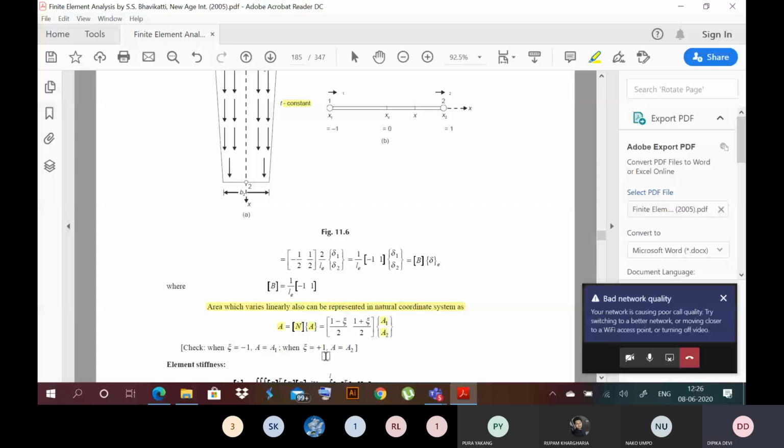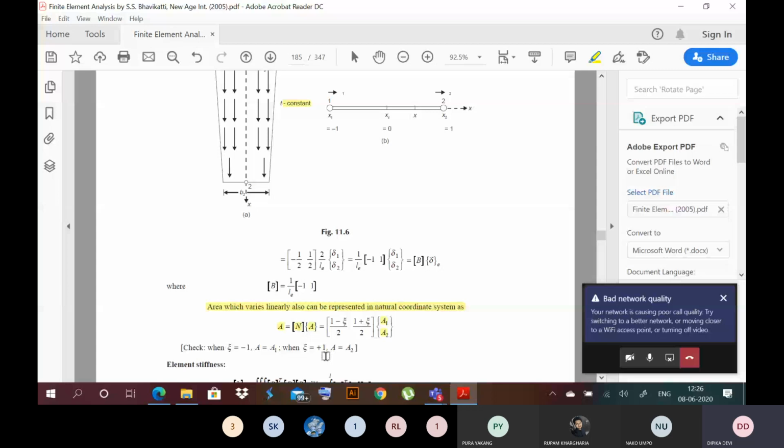If it is not linear, then you cannot use this. Then you have to assume some approximation to handle the variation of the area. Here it is given that area varies linearly. We know displacement also varies linearly for a two-noded bar element. Therefore, the same shape function can be used to handle the variation of the area. So A at a point will be given by this expression, N1 into A1 plus N2 into A2. Symbolically, it can be written like this: A is equal to N into A.